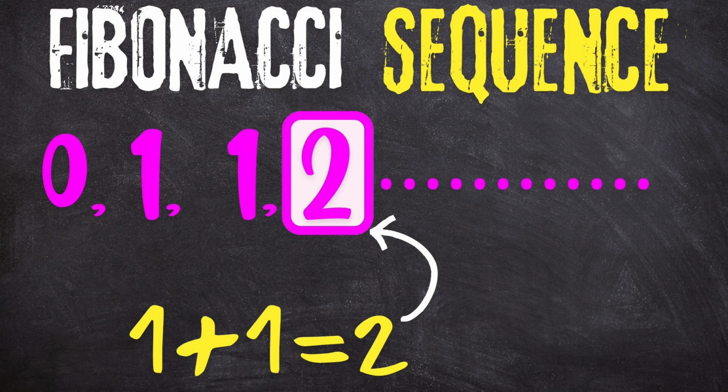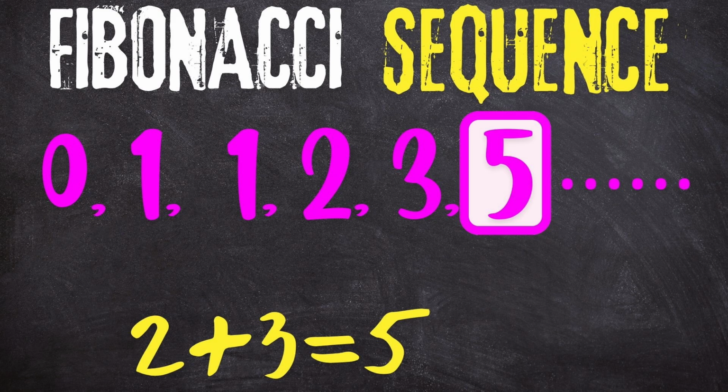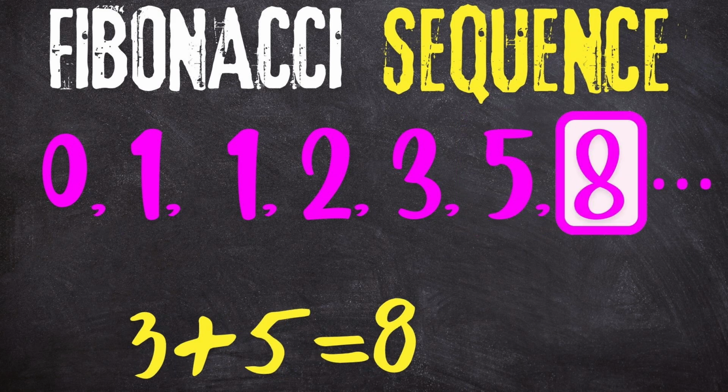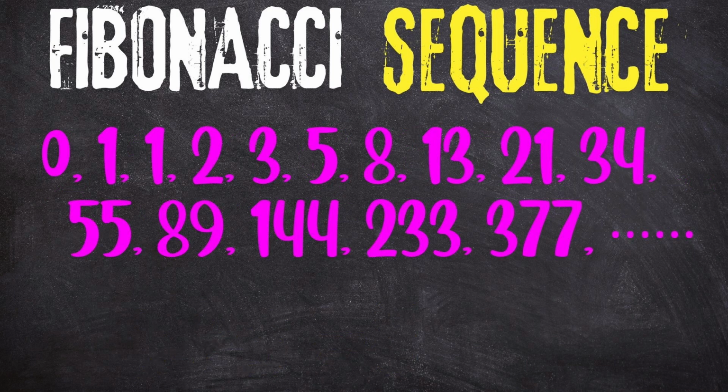Now taking the last two, 1 and 1, their sum gives us 2. Continuing this pattern, the next number is found by adding the last two numbers, 2 and 3, resulting in 5. As we repeat this process, the sequence grows, producing 8, and then 13, 21 and beyond. After this, the numbers expand very rapidly.